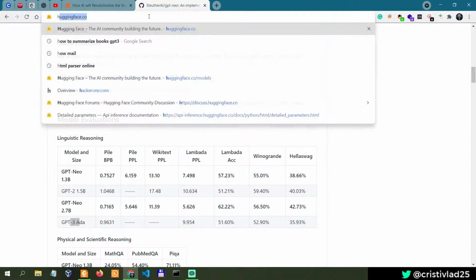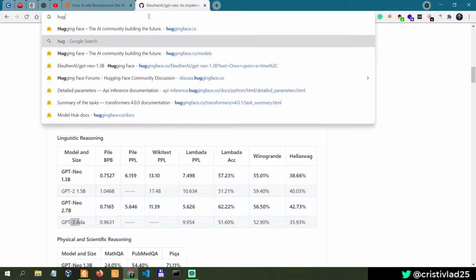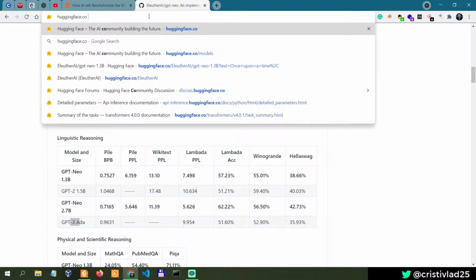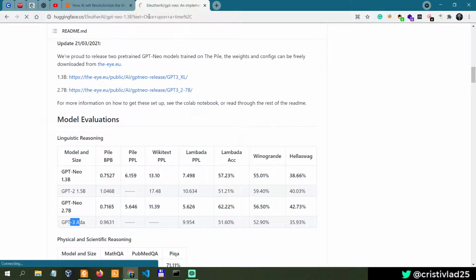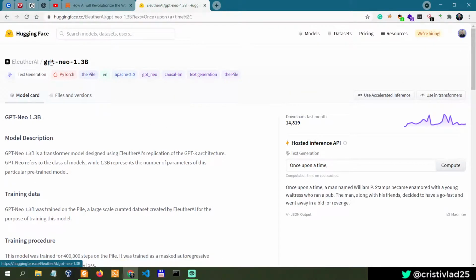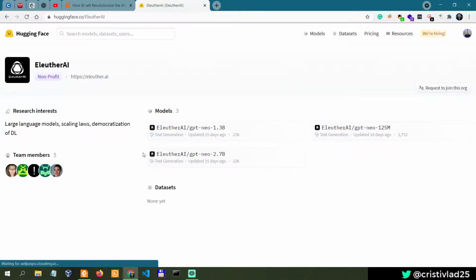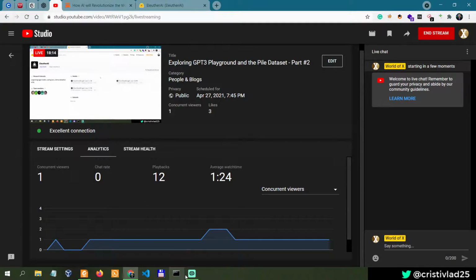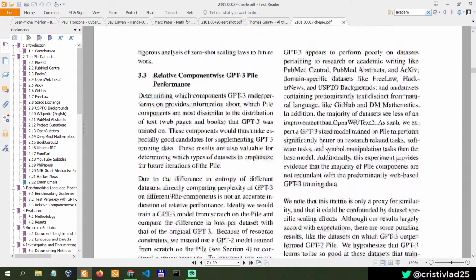Interesting. Let's go to Hugging Face and see if they have anything, if they added anything else. So yeah, the three models: the 2.7, the 1.3 billion, and the 125 million. So nothing new here. Okay. Proceed, shall we?